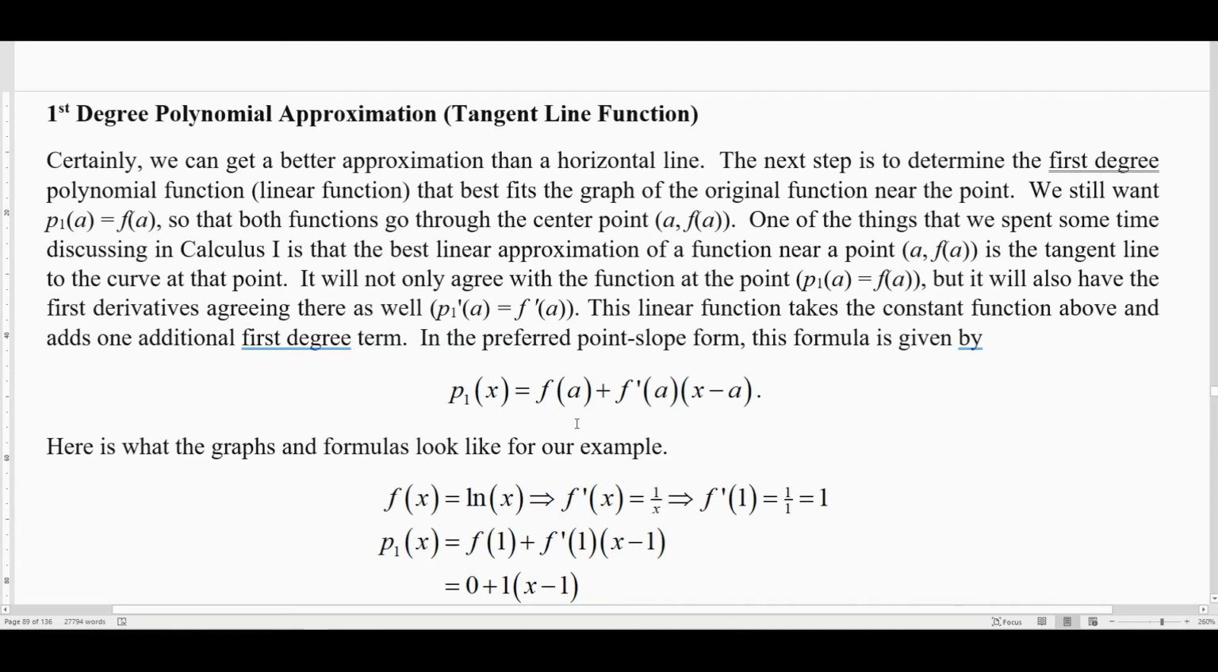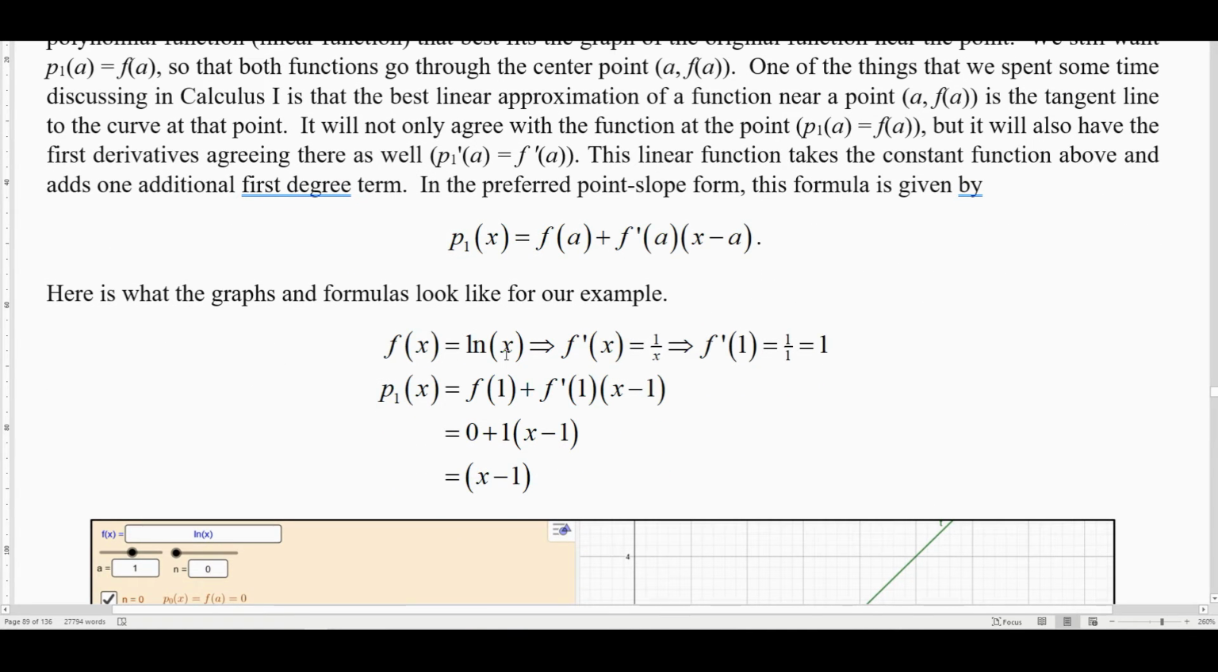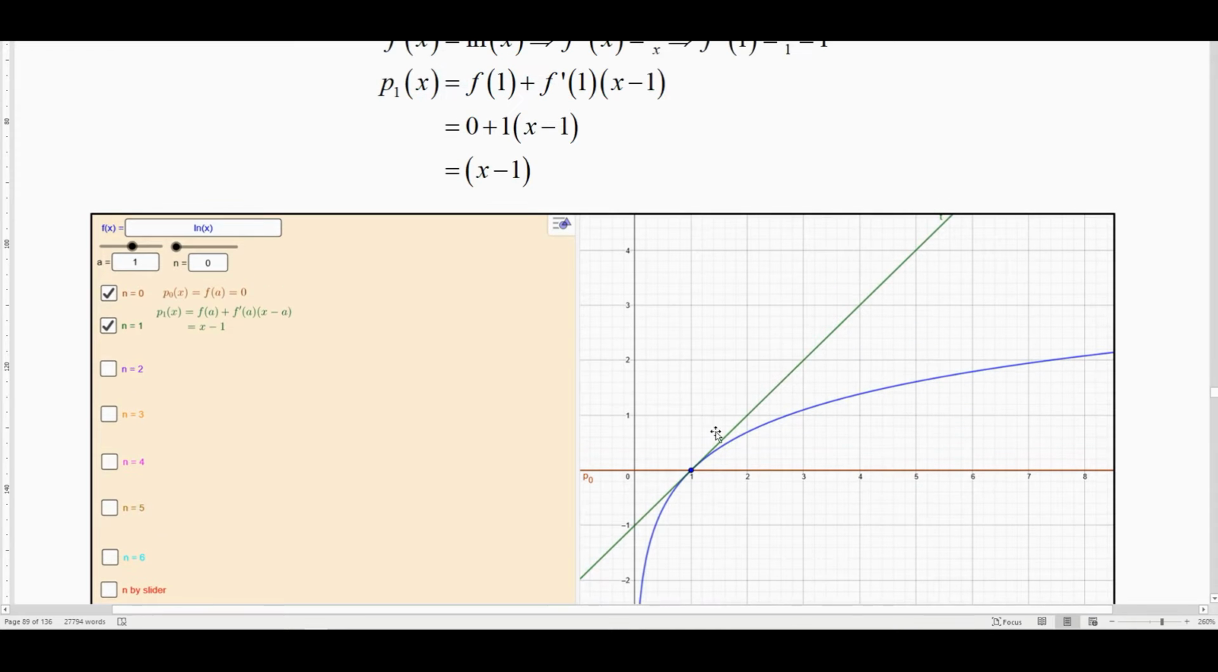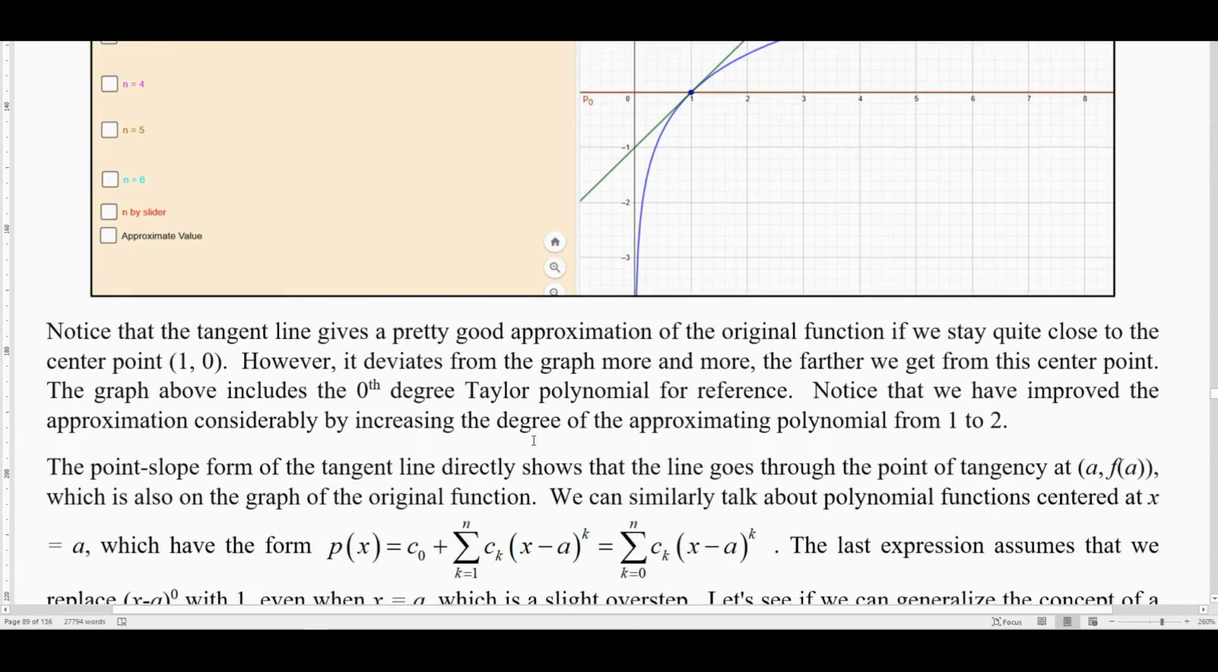So for our example, f of x is the natural log of x, f prime of x is 1 over x, and 1 over x evaluated at 1 is 1. So the slope is 1. So our tangent line is f of 1, which is 0, plus f prime at 1, which is 1, times (x minus 1). So it's just x minus 1. And of course, that's the tangent line that you saw there.